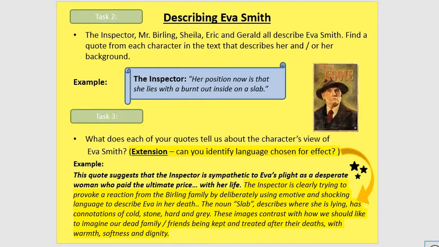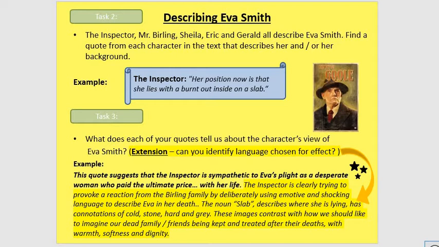So task number 2. You have the question: the Inspector, Mr Birling, Sheila, Eric and Gerald all describe Eva Smith. Find a quote from each character in the text that describes her and/or her background. I've given you an example in the blue scroll there from the Inspector. He says, "her position now is that she lies with a burnt out inside on a slab." A real pleasant description of her dead body there.